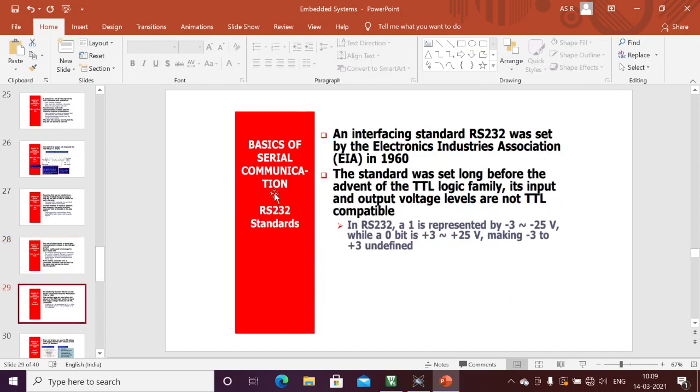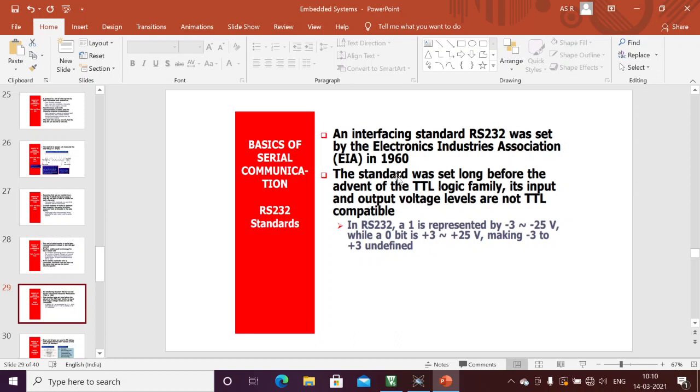Next we'll discuss the RS-232 standard. If I want to transmit over a long distance, then we need this RS-232 universal standard for voltage logic. The RS-232 interfacing standard was set by the Electronic Industries Association, EIA, in 1960. It is a universal standard. If I want to communicate between a microcontroller and a PC, or between a microcontroller and any external serial communication device, then this RS-232 standard is mandatory. The standard was set long before the advent of the TTL logic family, so its input and output voltages are not TTL compatible.